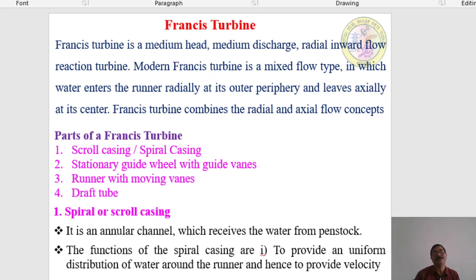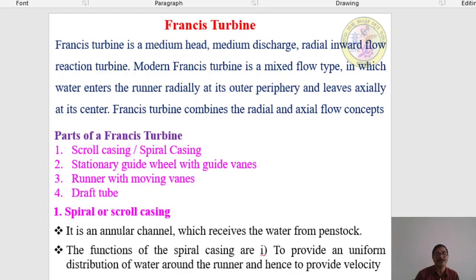So nowadays for the production of power, the modern Francis turbine is used, and it is a mixed flow type turbine in which water enters the runner radially at its outer periphery and leaves axially at its center. So, the Francis turbine combines the radial and axial flow concepts.